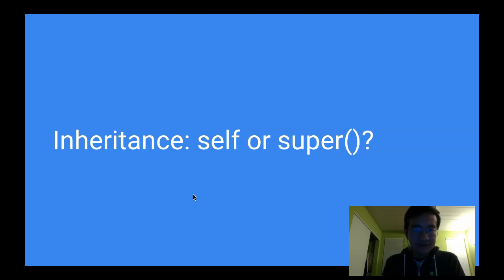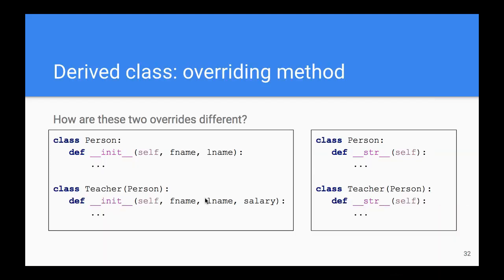Hi, in this video, I'd just like to talk a little more in depth about when to use self and when to use super. And in order to understand that, let's first review how or when it's possible to call a base class's overridden method. So let's consider these two methods, the Dunder Init method override as well as the Dunder string method override in the teacher and the person class.